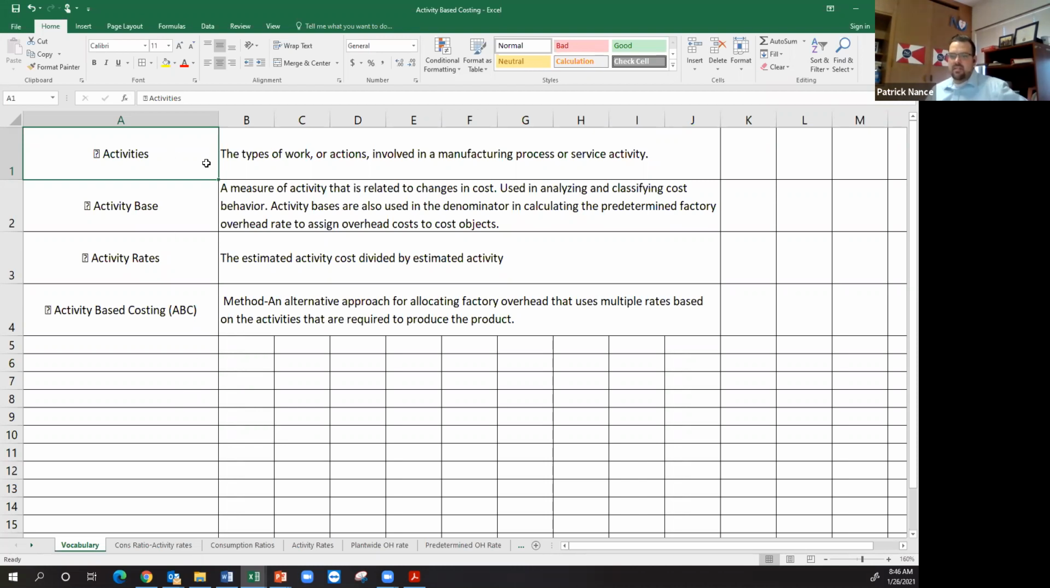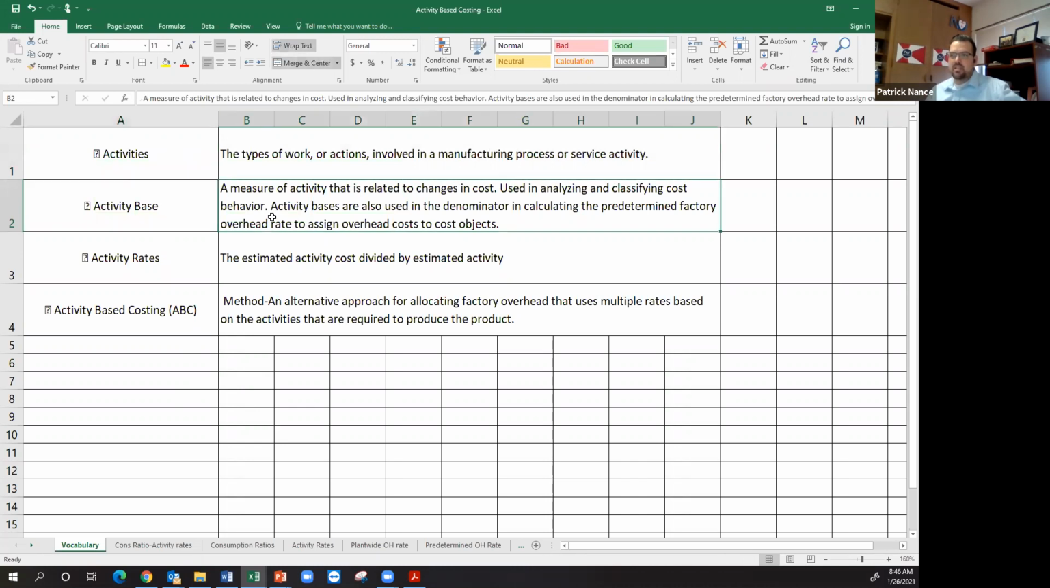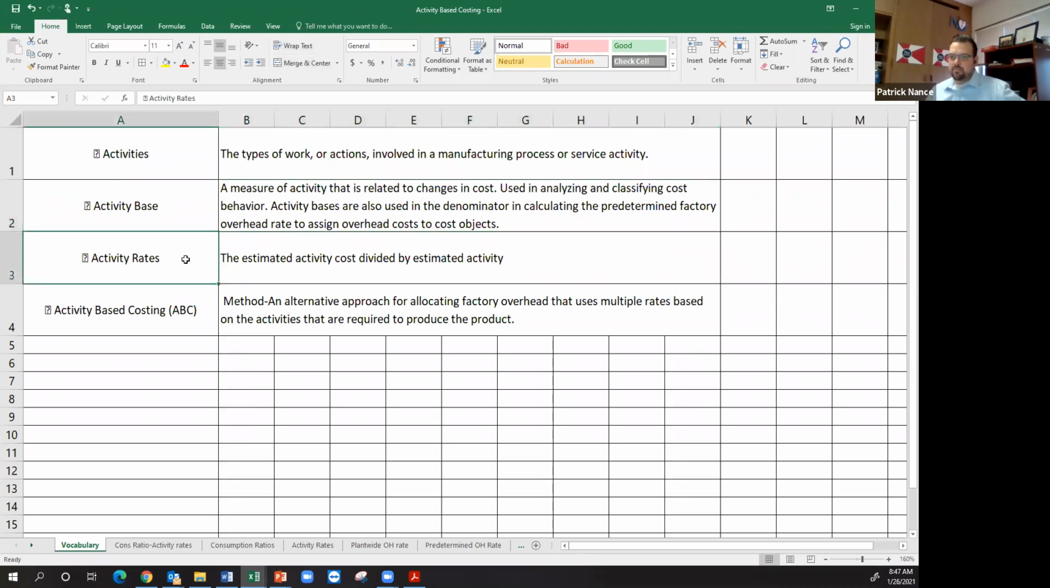activity. So activities themselves are types of work or actions involved in the manufacturing process or service activity. Activity base is the measure of the activity that's related to the change in cost, used in analyzing and classifying cost behavior. Activity bases are also used as the denominator in calculating the predetermined overhead rate to assign overhead costs to cost objects. The activity rate is the estimated activity cost divided by the estimated activity. So this would be how I find a given rate for a given overhead activity.